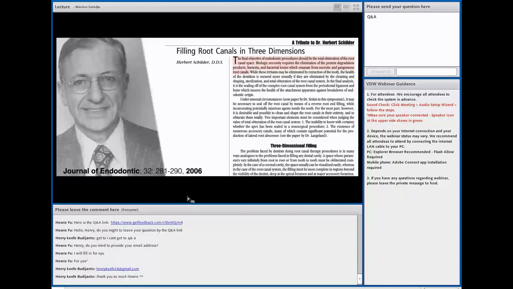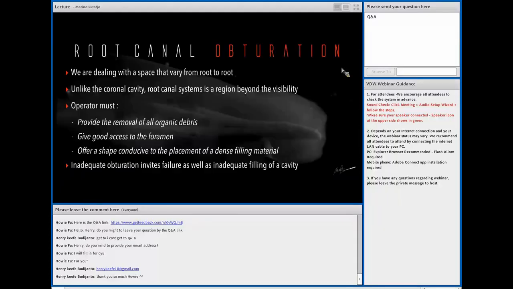Therefore, Schilder said that the final objective of our endodontic procedures is the total obturation of the root canal space. It means the biologic necessity of eliminating the protein products of bacteria, the toxins, the necrotic tissue, and everything from inside the root canals. According to Schilder, what we remove from the root canal is more important than what we place inside.